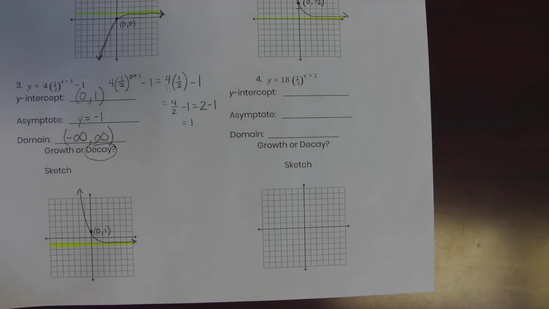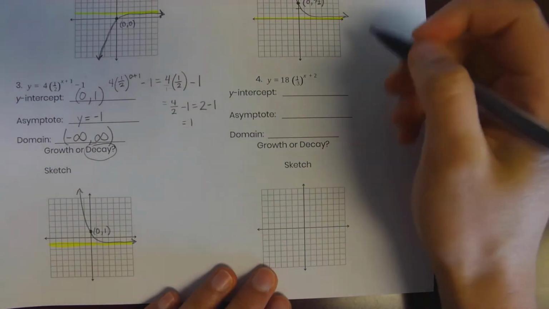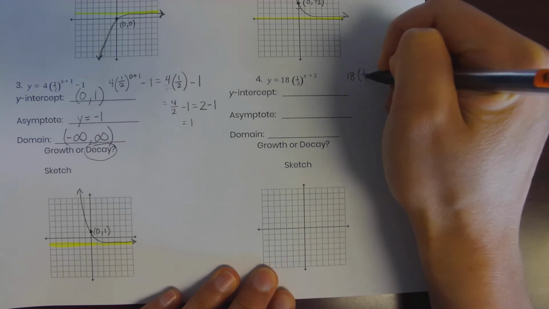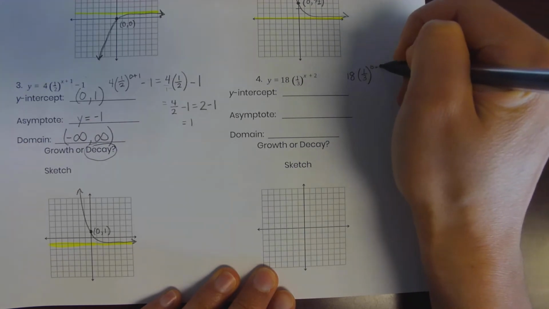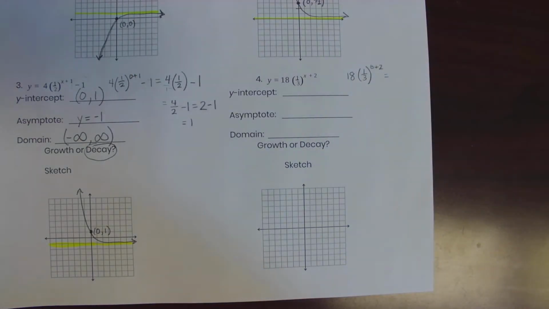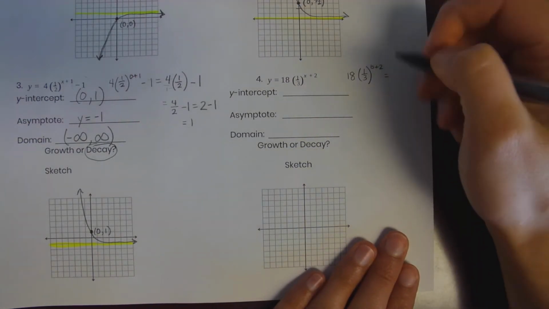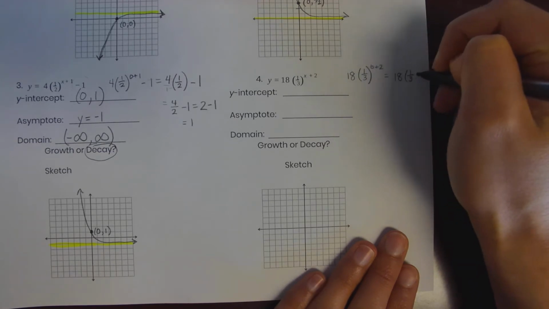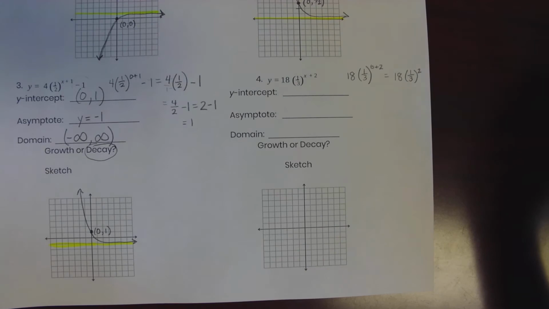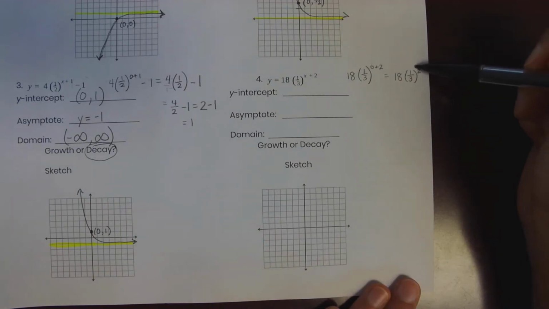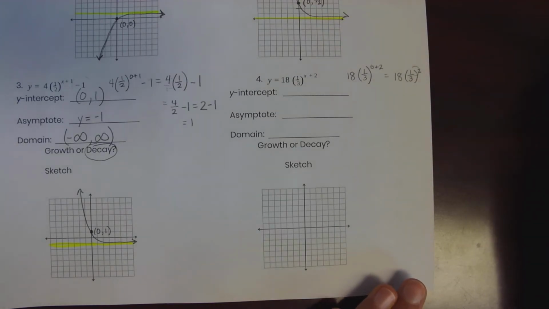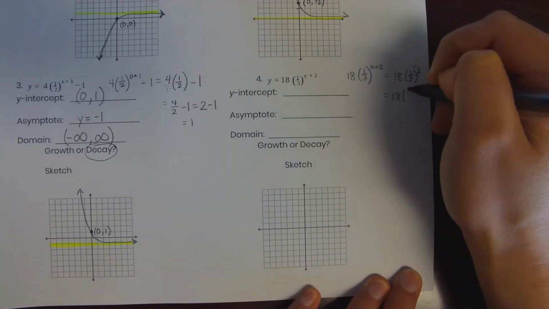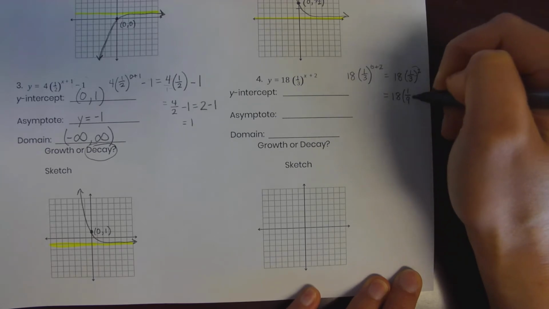This next one, again, I'm going to set x equal to 0 to find the y-intercept. So I have 18 times 1/3 to the 0 plus 2. So that'll be 1/3 squared. So remember exponent rules. When you have a fraction raised to an exponent, that exponent is applied to the top and the bottom. So this will be 18 times 1 squared, which is 1, over 3 squared, which is 9.